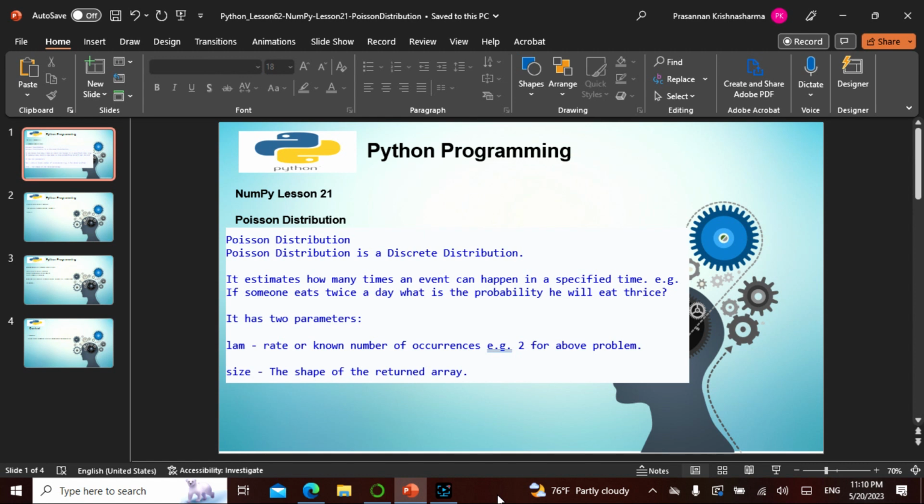Today is relatively a short lecture, but still a very important one. So I thought this should be a separate lecture. And this is called Poisson distribution. A Poisson distribution is also a discrete distribution, just like your binomial. It estimates how many times an event can happen in a specified time. For example, if someone eats twice a day, what is the probability that that person is going to eat thrice? It has two parameters, not three parameters like the normal and the binomial.